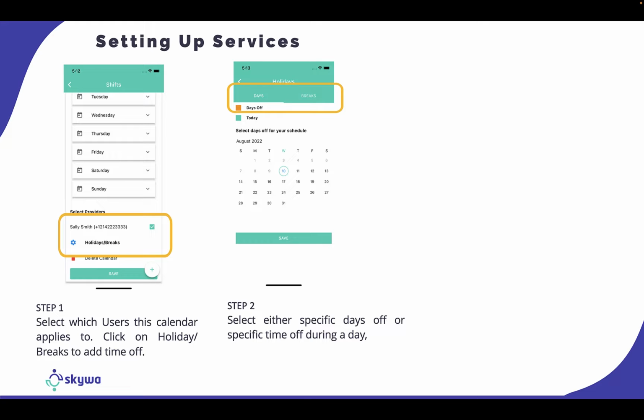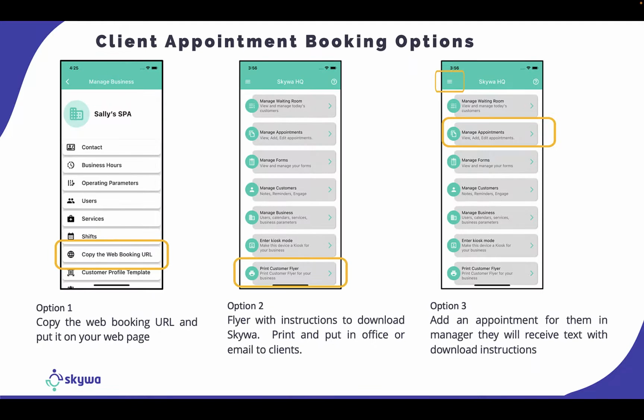So how do they make reservations then? There's really 3 ways you can communicate to your client. First, if you have a website, you can post this URL, and that allows them to book a reservation from your website. So just go to Manage Business again and say copy the web booking URL, and this will give you a URL that you can place anywhere on your web page with a little book icon and have them book an appointment through your website.